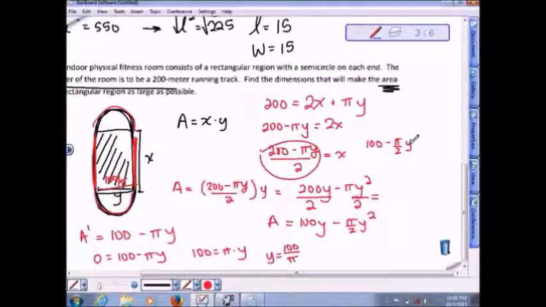But we know that y is equal to 100 over pi. Pi's cancel. 100 over 2 is 50. 100 minus 50 is 50. So this has a length of 50 meters. So 50 meters here, 100 over pi meters on that dimension.